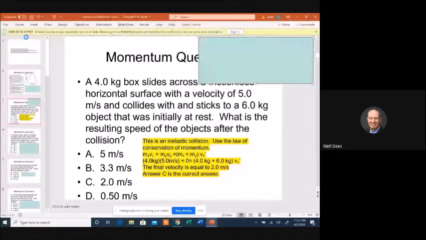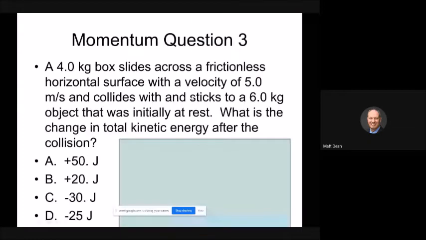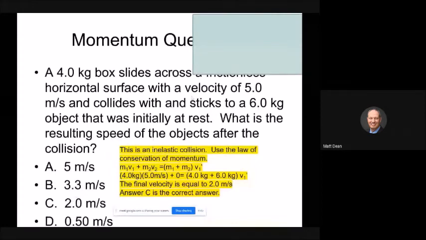All right, so here's the answer to question 2. We've got this box sliding across a frictionless horizontal surface. It has a velocity of 5 meters per second. It collides with and sticks to a 6 kilogram object that was initially at rest. We're looking for the speed of the objects after the collision.